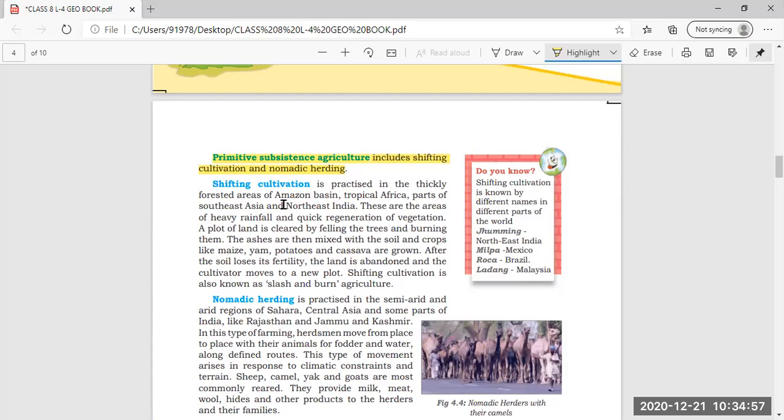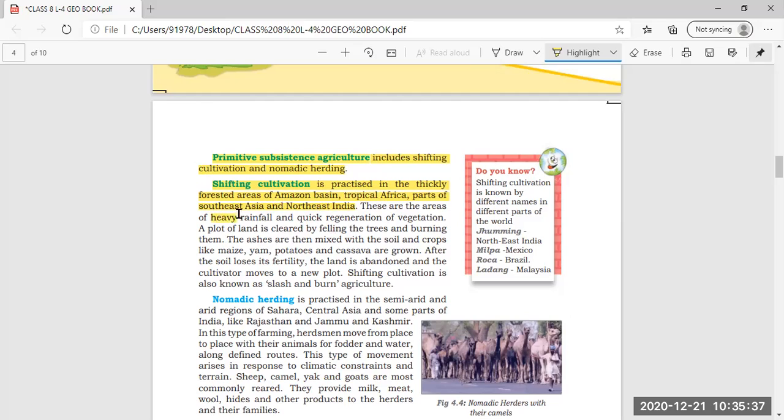Now, first we come to shifting cultivation. Shifting cultivation is practiced in thickly forested areas of the Amazon basin, tropical Africa, parts of South Asia, Southeast Asia, and Northeast India. So in all these areas, mostly shifting cultivation is done. These are areas of heavy rainfall and quick regeneration of vegetation. So why are these areas mostly used for shifting cultivation?